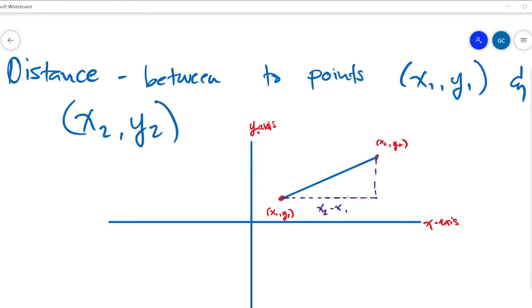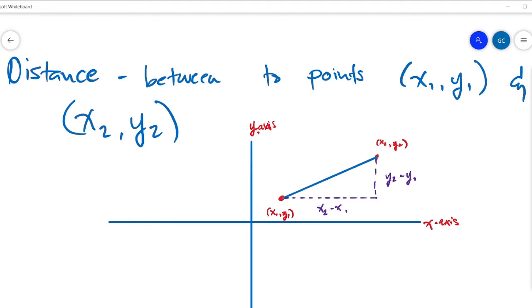We can also get the vertical distance of our points, wherein we just need to get the difference y2 minus y1. So that is our differences. We have here the vertical line, y2 minus y1, and a horizontal line, which is x2 minus x1. And as you may have noticed, this actually formed what we call a right triangle.